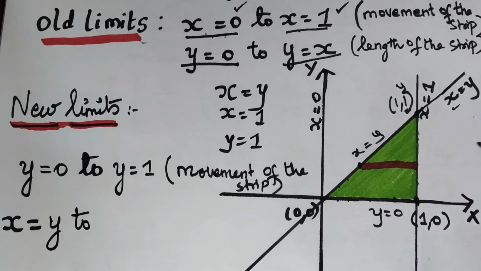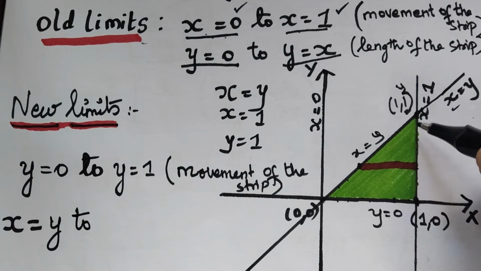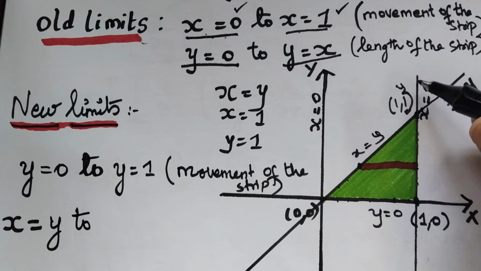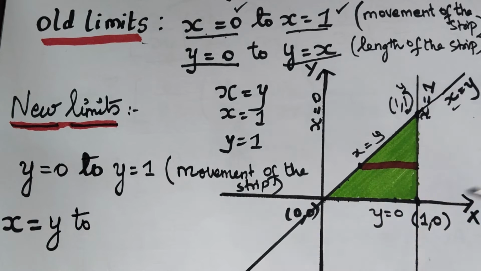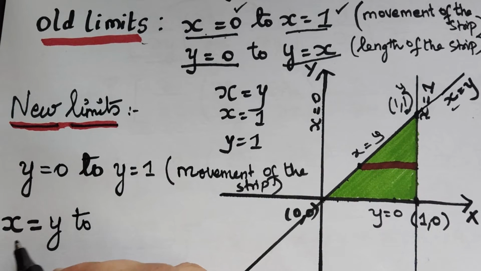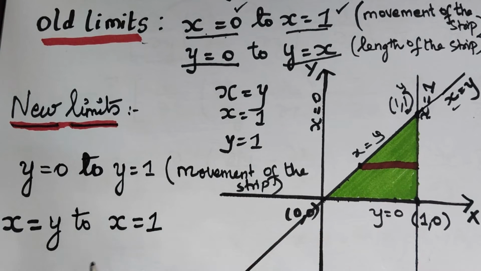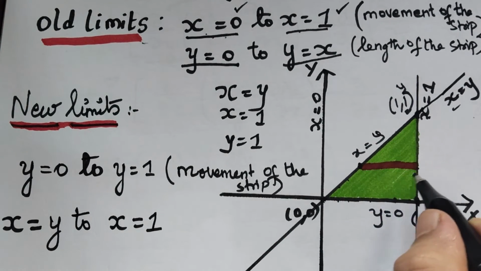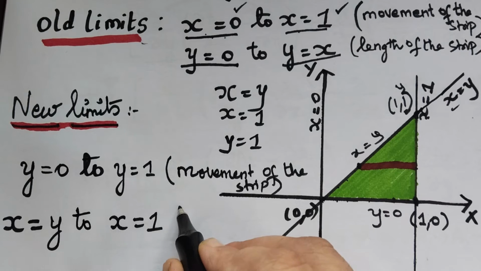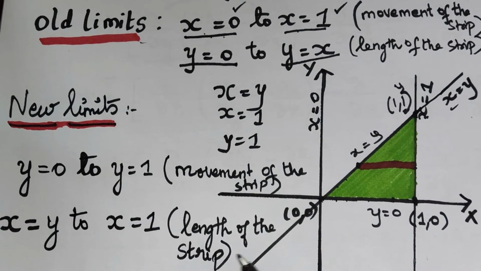Where it ends is at this line. So what is the equation of this line? For this line, the equation is x is equal to 1. So therefore, the lower limit is x equal to y and the upper limit is x equal to 1. And this is obtained from the length of the strip.